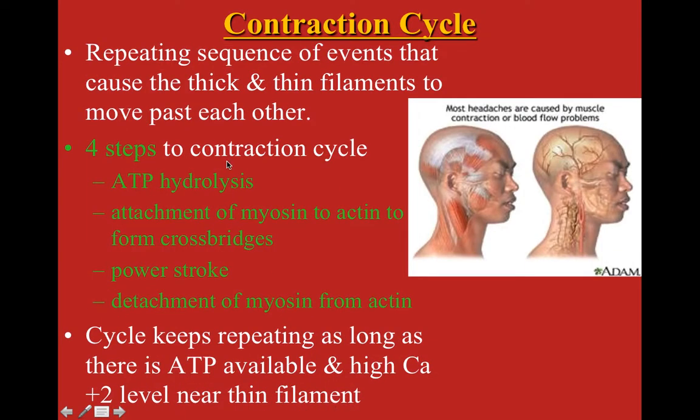And the contraction cycle, this repeating sequence of events, occurs, and it causes the thick and thin filaments to move past each other. There are 4 steps to the contraction cycle. First, there's ATP hydrolysis. Next, the attachment of myosin to actin to form the cross bridges. Then, similar to an engine, there's a power stroke. And lastly, the detachment of the myosin from the actin.